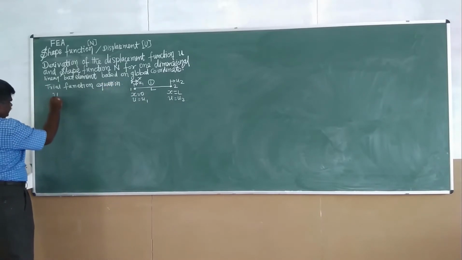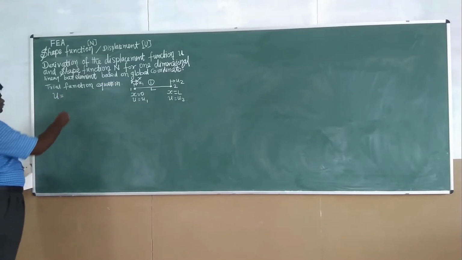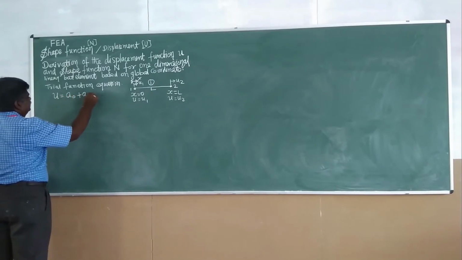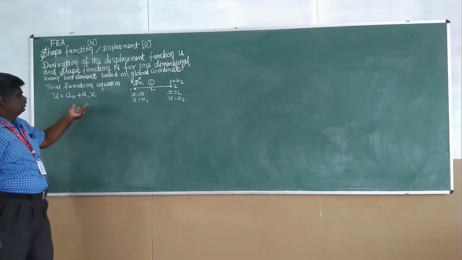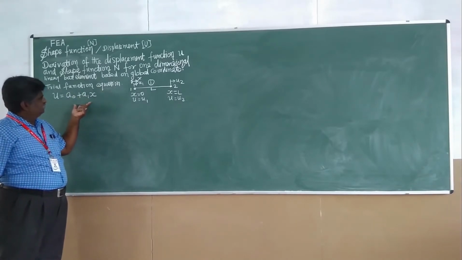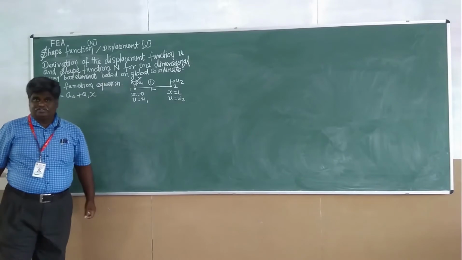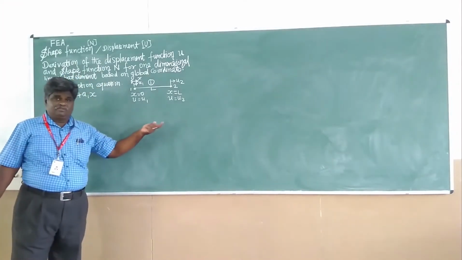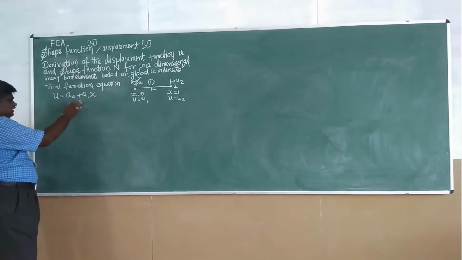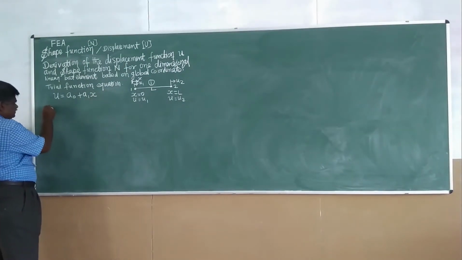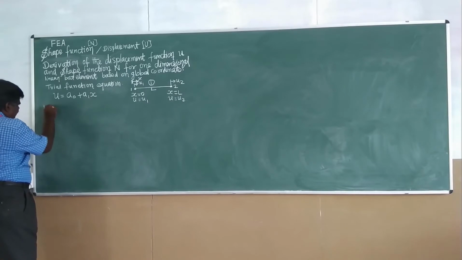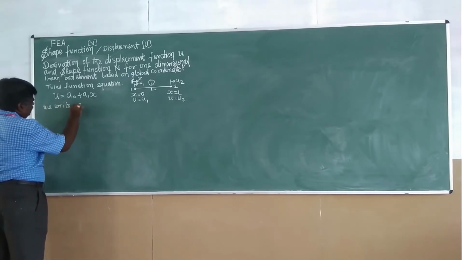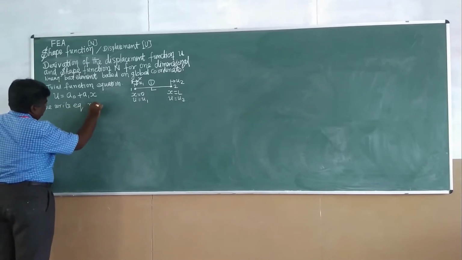That is u = a0 + a1 x. Only two terms I am using for solving the displacement function u and the shape function, based on the degree of freedom. So we rewrite the equation in matrix form.